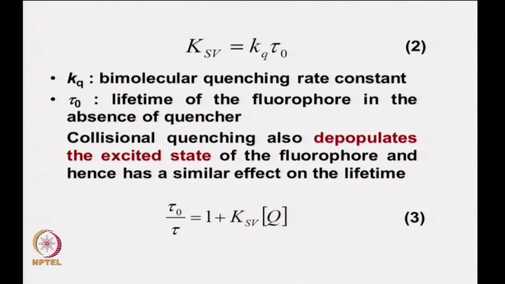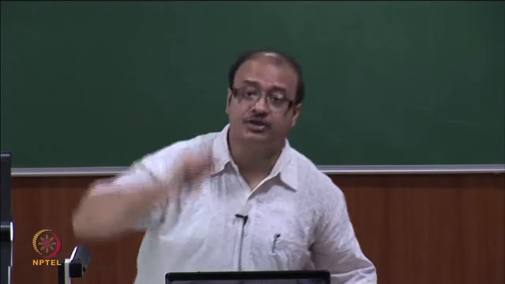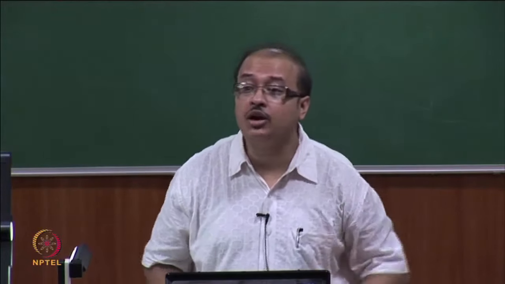Again, having the same meaning, 1 plus K_SV times Q is the same thing you saw for F0 by F, that was equation 2 for you, or rather equation 1 in the previous slide. Tau 0 by tau, tau 0 we have just said what it is in this slide, while tau is now the lifetime of the fluorophore in presence of the quencher. It is very similar to what we had said for F, right. So, thus for collisional quenching, if we can summarize, this is what we have.